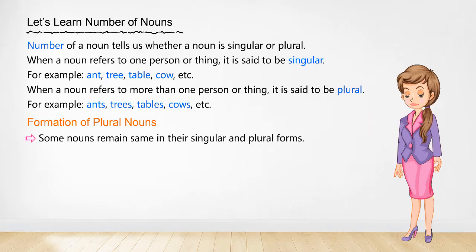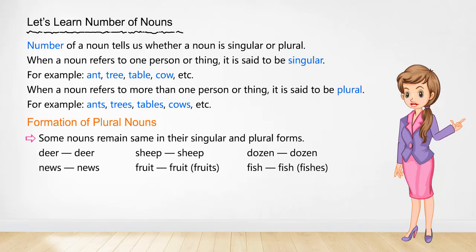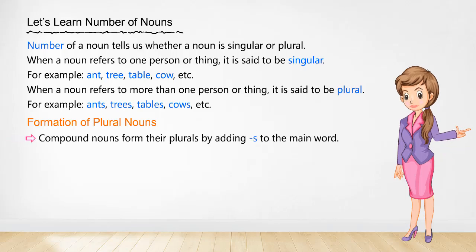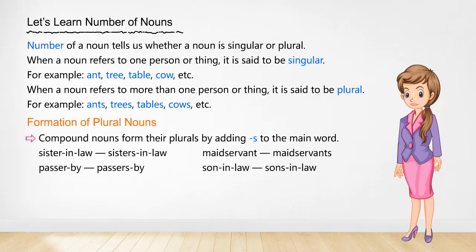Some nouns remain the same in their singular and plural forms. Deer, deer; news, news; sheep, sheep; fruit, fruit or fruits; dozen, dozen; fish, fish or fishes. Compound nouns form their plurals by adding s to the main word. Sister-in-law, sisters-in-law. Passer-by, passers-by.